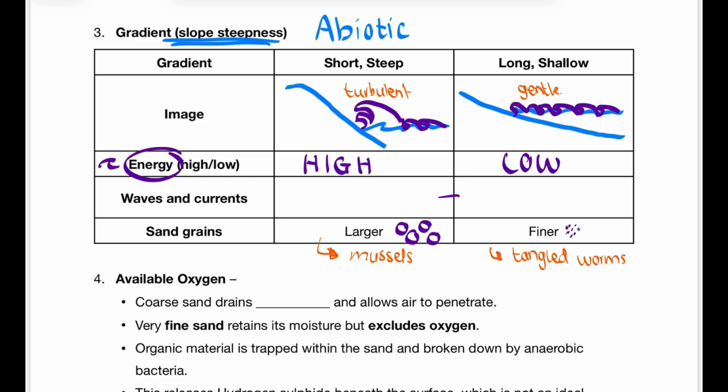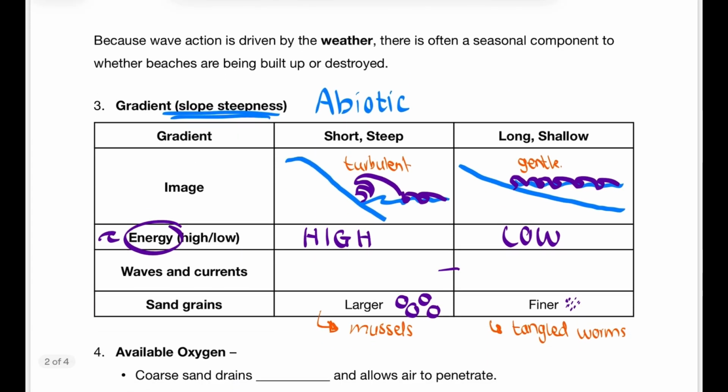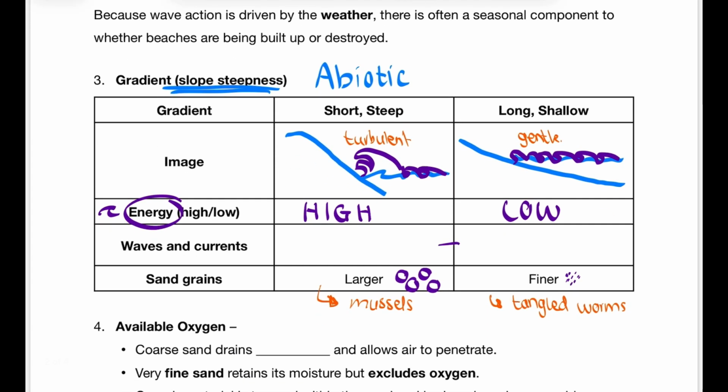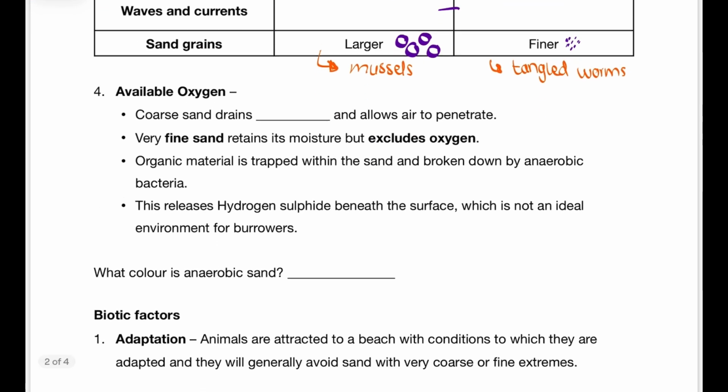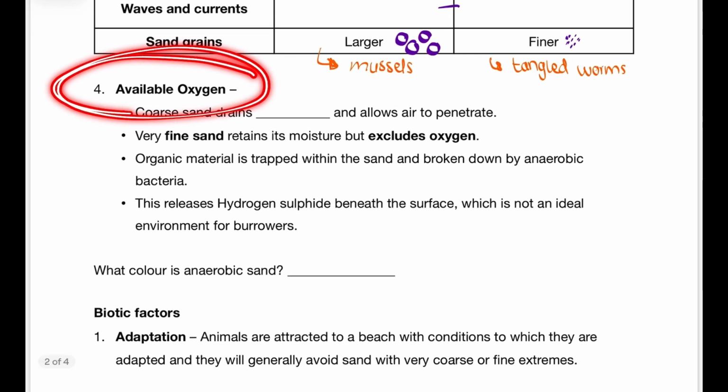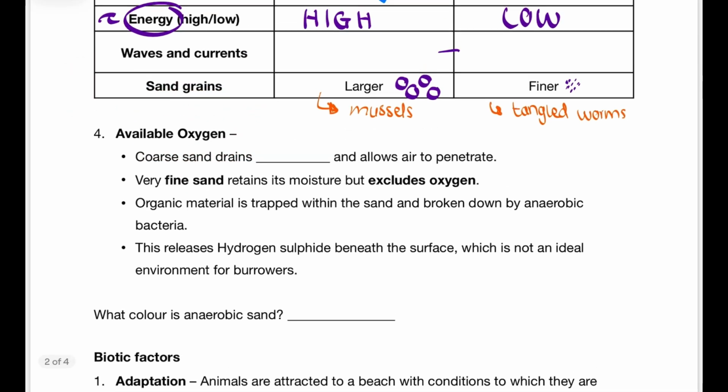Okay, alright, so we have done unstable sand, we've done wave action, and we have done gradient. Alright, the last one for abiotic is available oxygen. Okay, so for this one, the coarse sand drains the water and allows for air to penetrate. Very fine sand retains, so retains means hold, so it holds onto the moisture, but it excludes oxygen. Okay, so if I was you, I would highlight fine sand excludes oxygen.